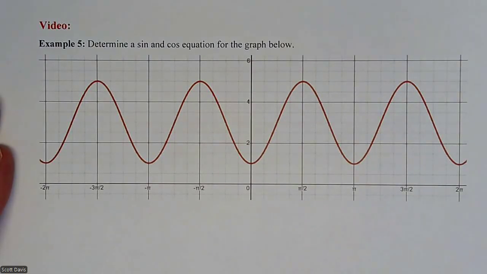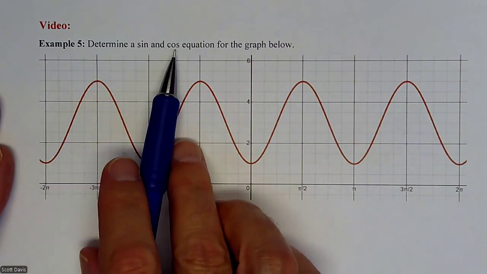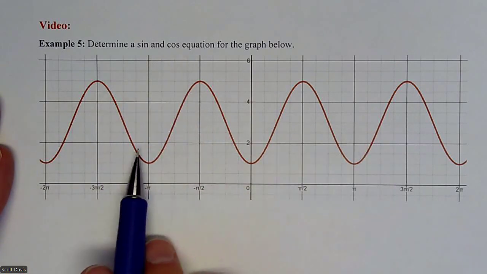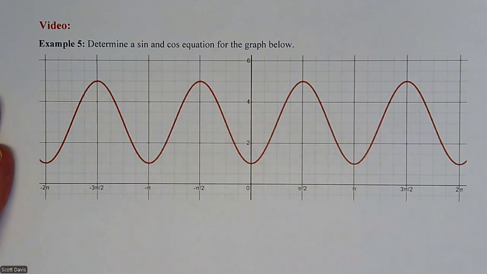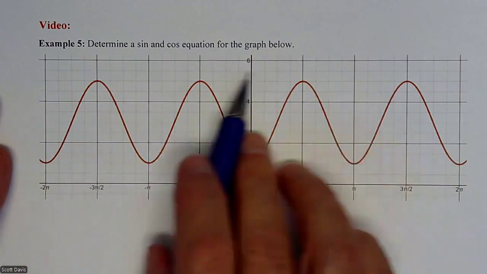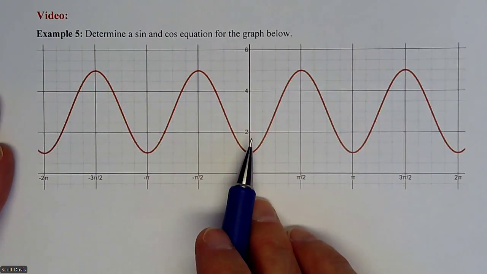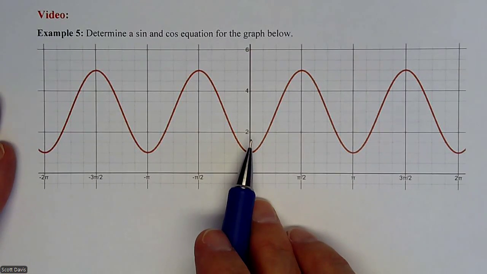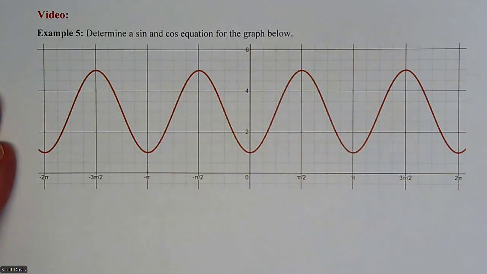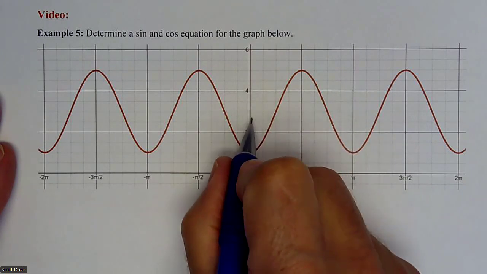In this example, we are going to create a sine and a cosine equation for this graph. So we're going to be able to create a whole lot of these, actually, kind of an infinite amount of these. But first off, I'm going to put some pieces together, and you're going to see some similarities between the two different things. First off, this curve has a midline.